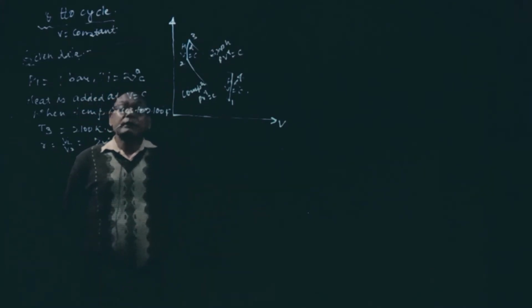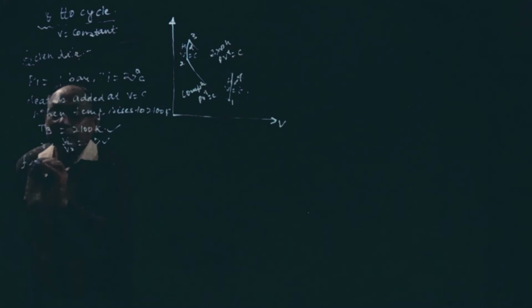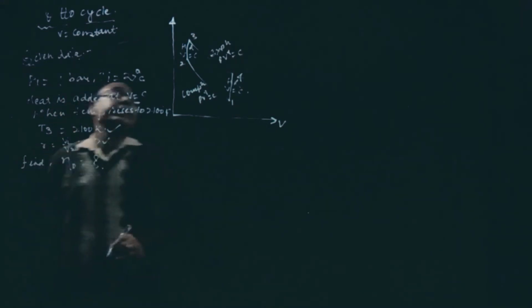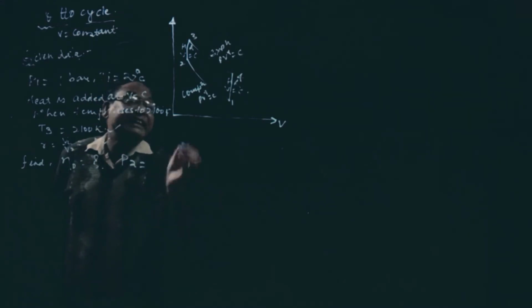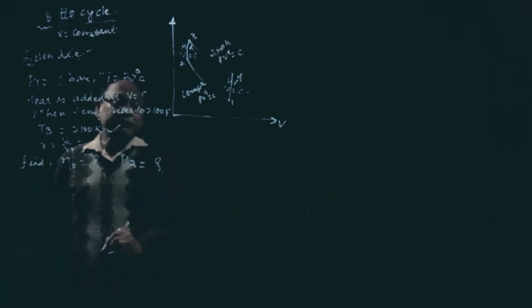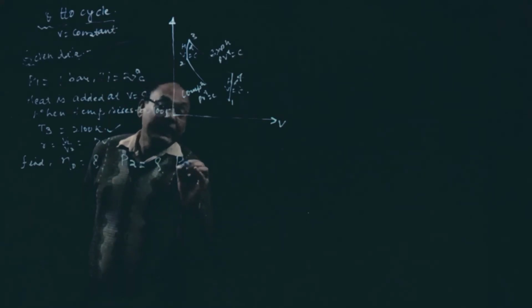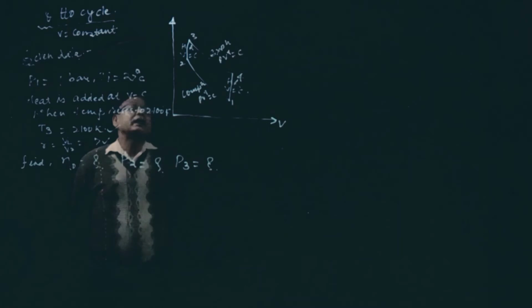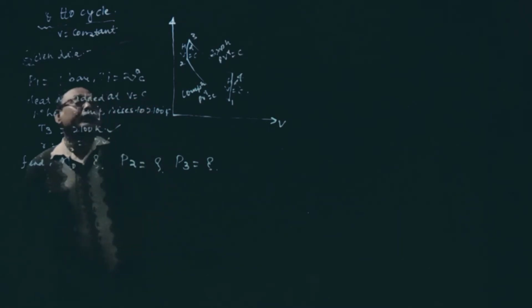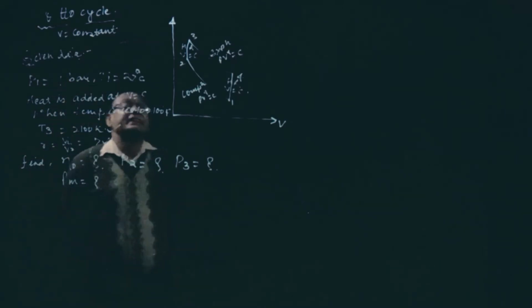Now, what do we have to find out? Find out the Otto efficiency. Then find out the pressure at the end of compression, and P3 at the end of the heat addition process. P2 and P3 we have to find out, and find out the mean effective pressure also. What is mean effective pressure?